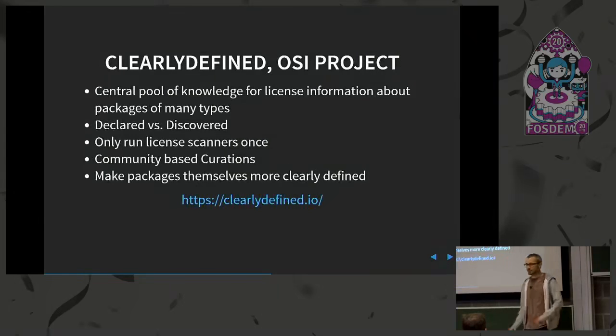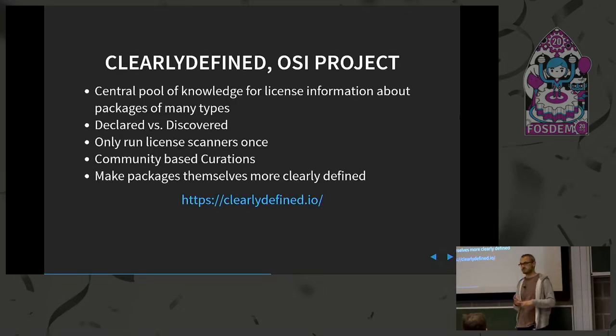Okay, so jumping back to ClearlyDefined. What is ClearlyDefined? It's a project under the OSI, and it aims to be a central pool of knowledge of license information about open source software. License information usually accounts to about three things: the actual license, and there's a specification called SPDX that we use so that when you say MIT, you mean this exact version of MIT, not this other variation. So first is the actual name of the license.